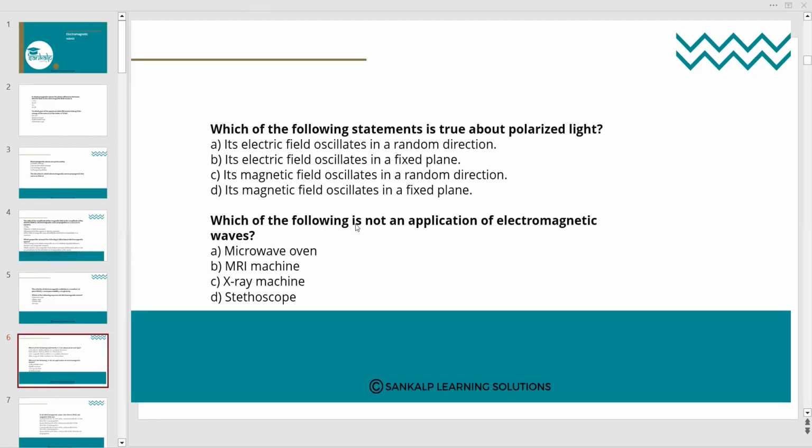Then the next question is, which of the following is not an application of electromagnetic waves? That is microwave oven, MRI machine, X-ray machine, stethoscope. So microwaves, we are using the IR radiations. MRI, it is an application. That is the stethoscope, where we are not using any of the electromagnetic waves.